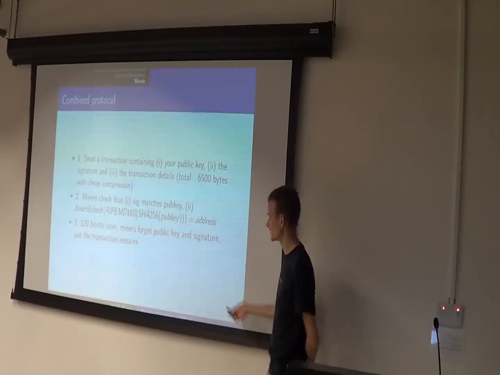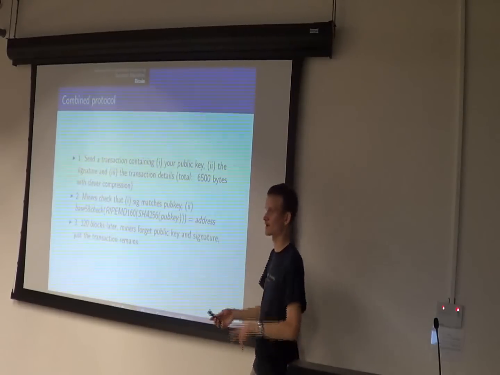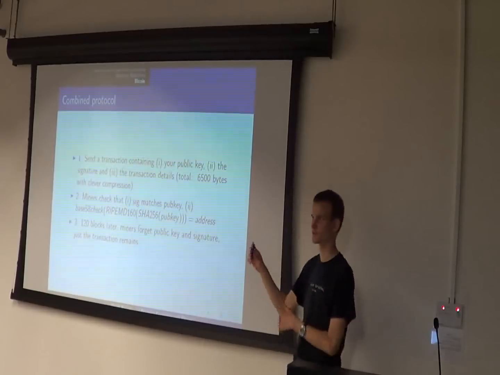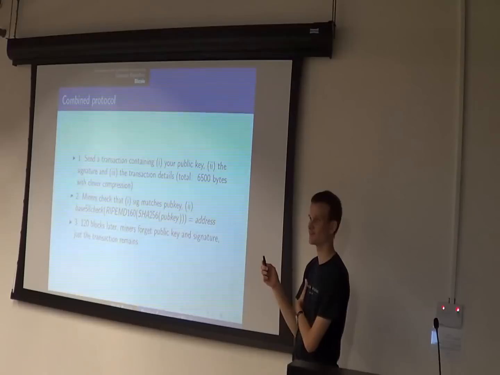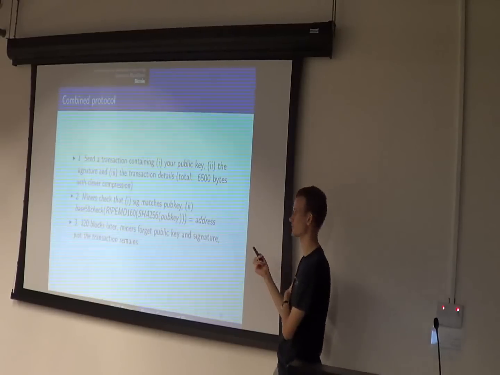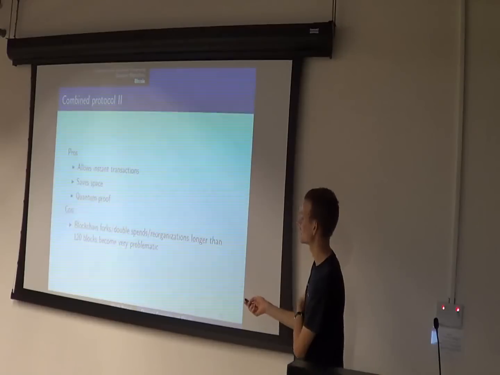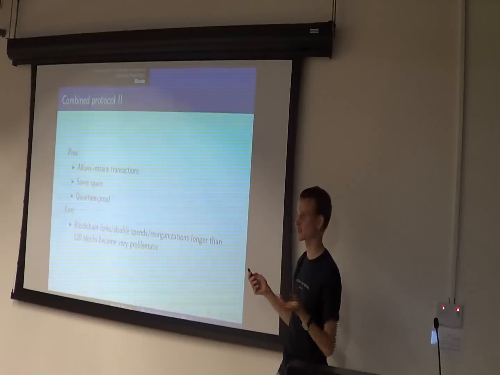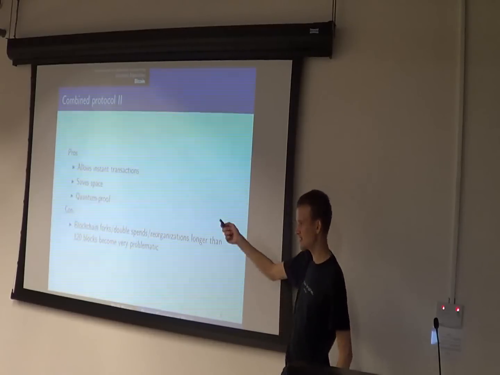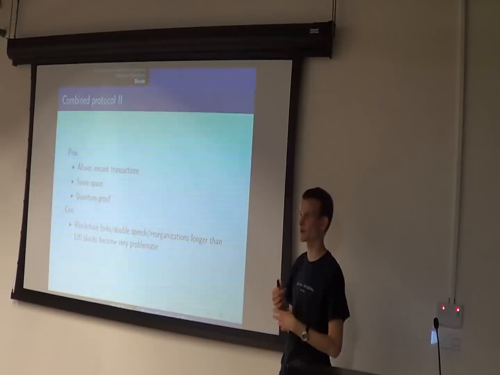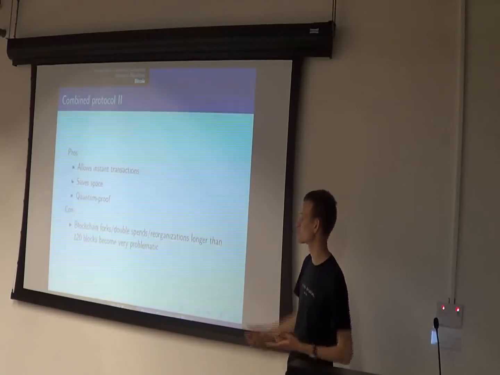Right. So, and then 120 blocks later, or whatever number of blocks later, the miners would forget the public key and the signature, and you have just a transaction. So here you have basically, as long as hash algorithms are safe, you can have this. And this protocol will allow instant transactions, because you can send transactions instantly, just like you did before. It saves space because the 6,400 bytes eventually are going to pretty quickly get forgotten, and it's quantum proof.